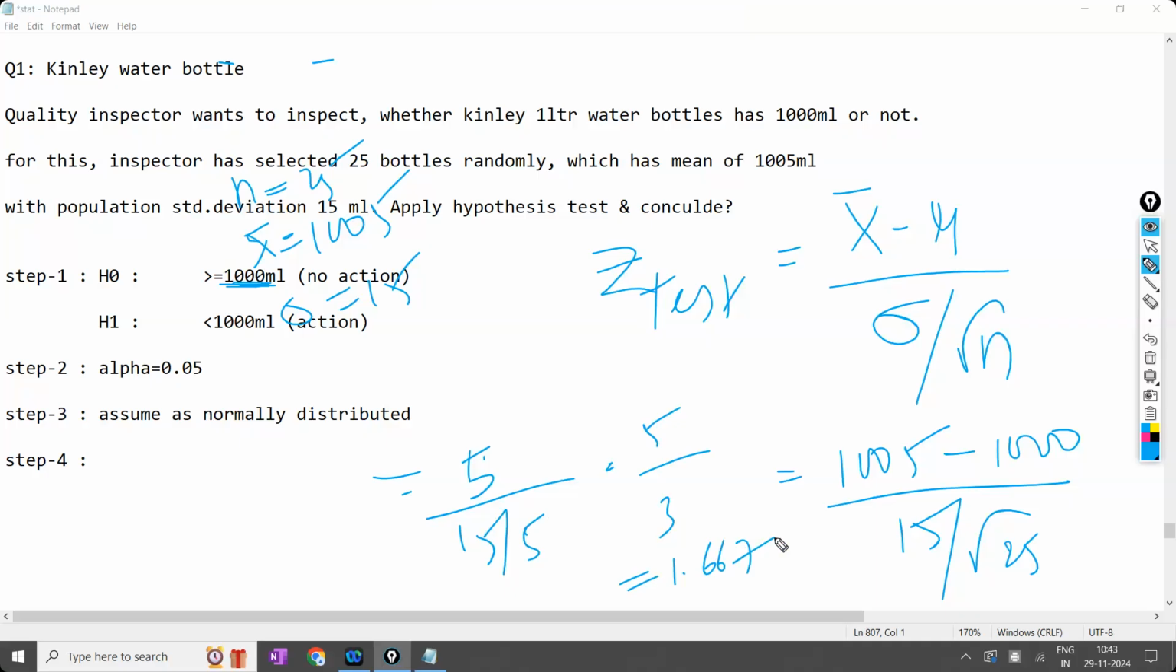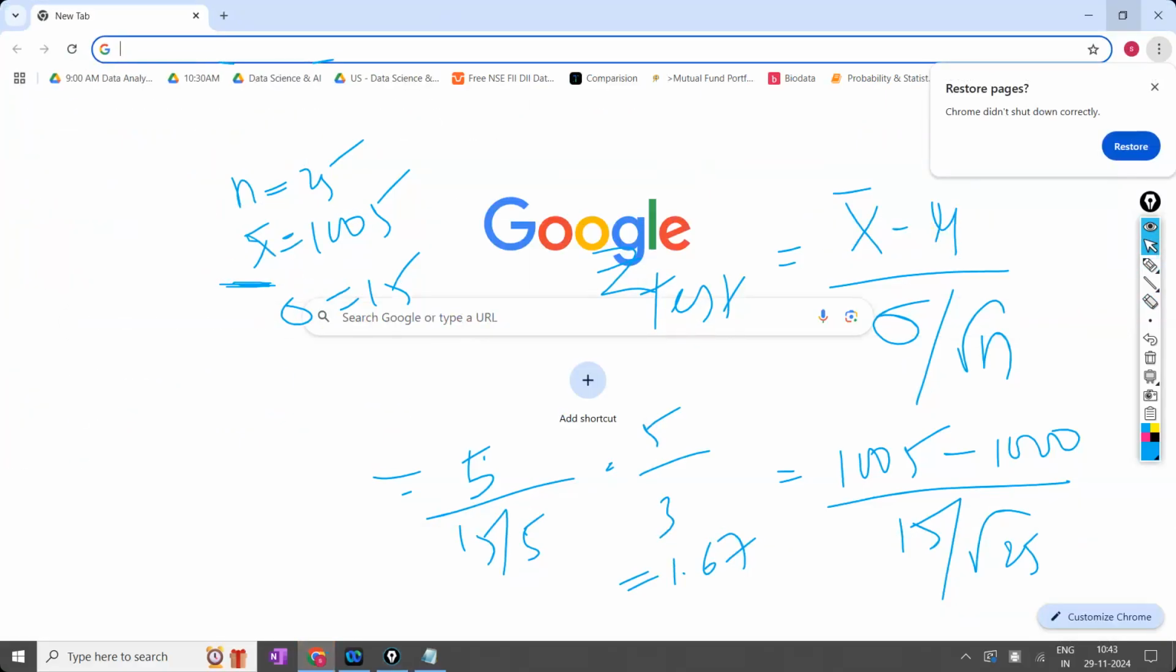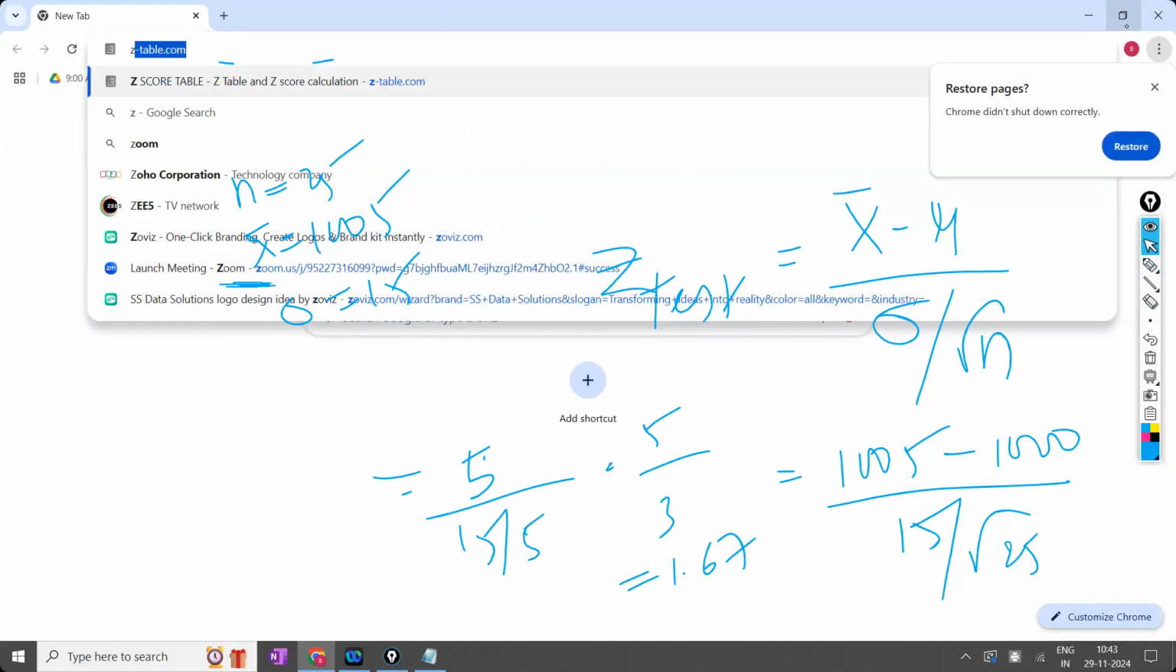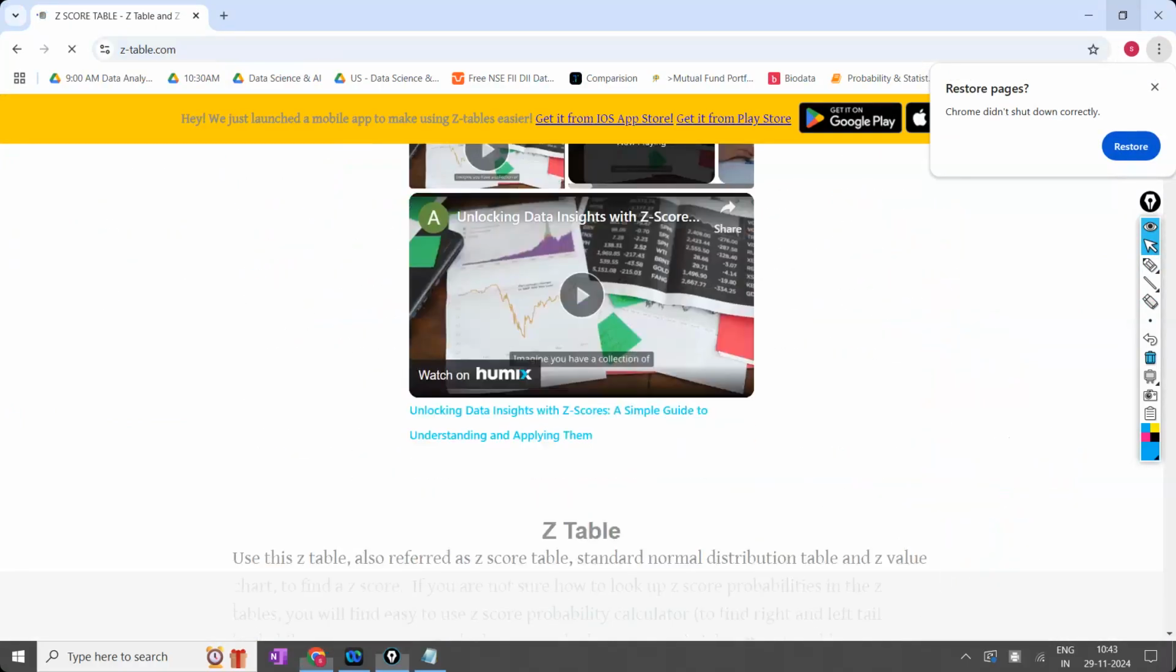Now open the Z table. In the Z table, for 1.667, what is the probability value? Okay, I'm going to open the Z table here. We have to take the Z table up to a round figure of 2 decimals. I'm making a round figure of 2 decimals on ztable.com. Now for 1.67, what is the probability?